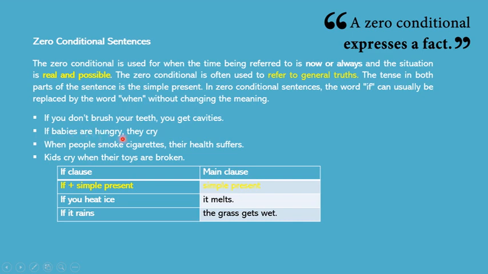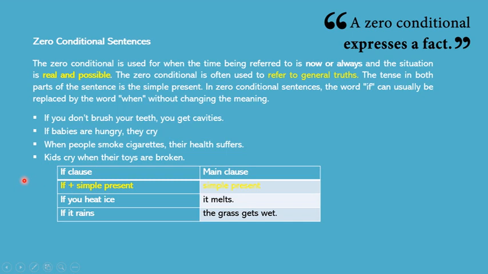If babies are hungry, they cry. It's true, and people already know about babies. Babies can't speak, babies can't talk, babies only cry. And if the babies are hungry, they cry. That's describing the general truth.